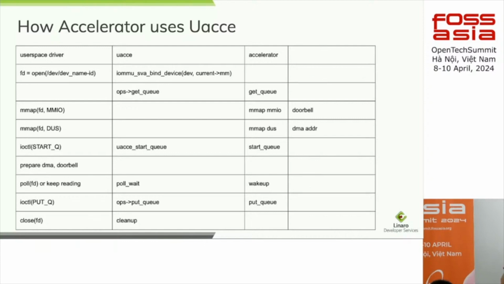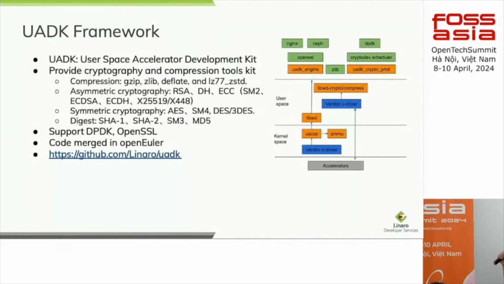After the preparation, you just prepare the DMA, prepare the data, and send a doorbell to tell the accelerator to start. After that, you can just poll. You can poll the FD, or just keep reading. When all is finished, you can put the queue, and close the FD for the last time. This is how the user application uses UACCE. That's the kernel module UACCE.